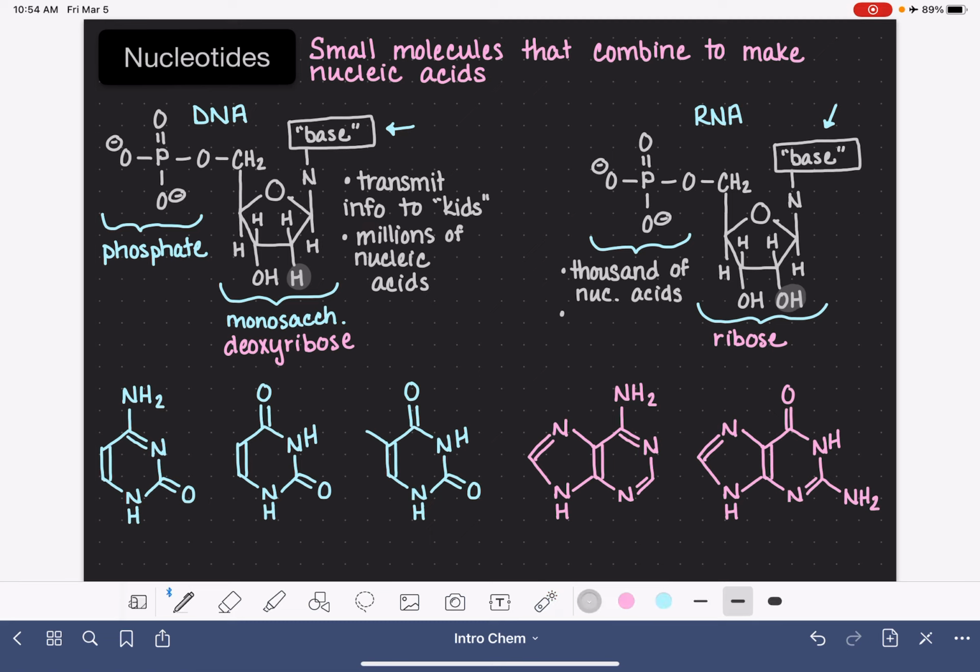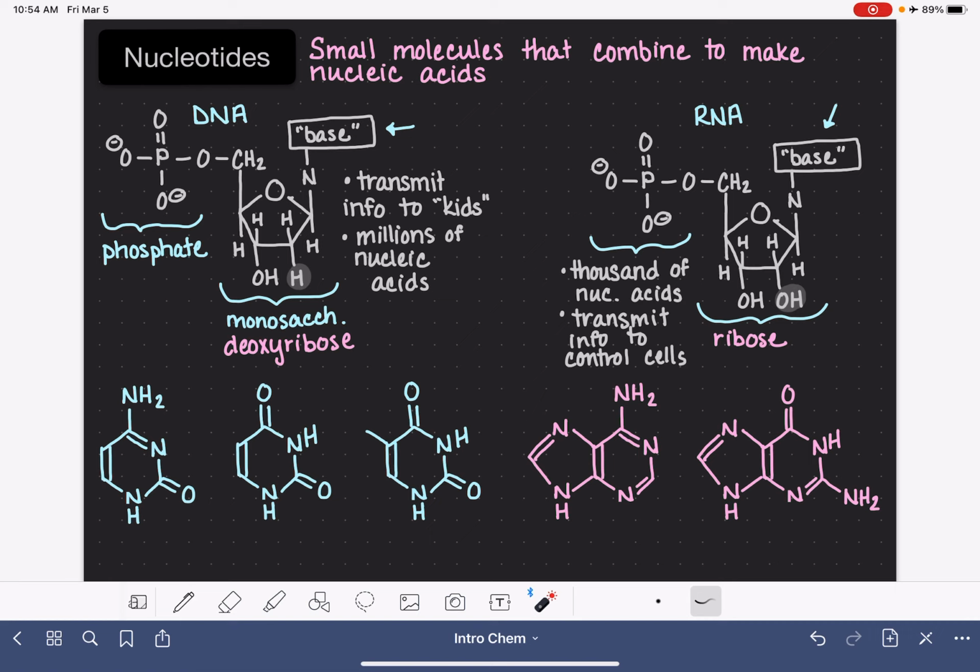RNA's job is basically just to keep our body running. So this just transmits information within an organism. Transmits information to control the functioning of our cells. I'm just going to write transmits information to control our cells. And we'll talk more about the differences in the jobs of DNA and RNA inside our body.